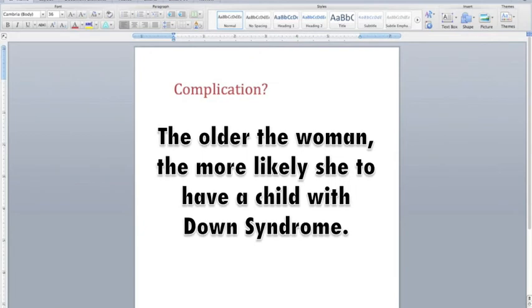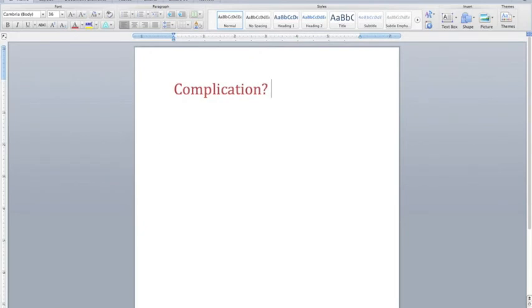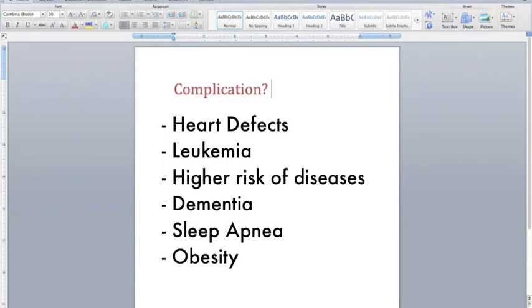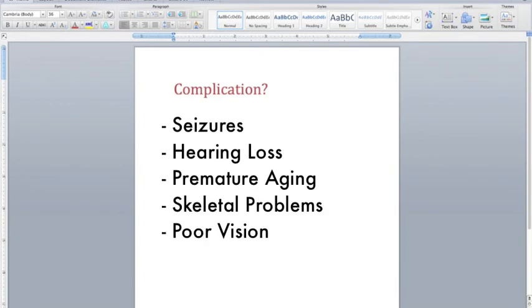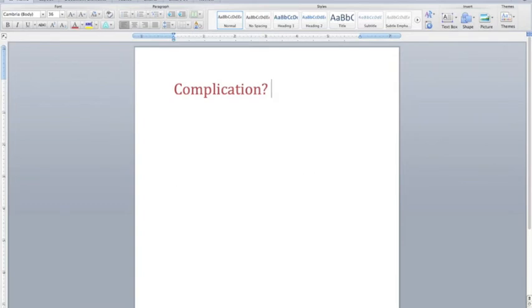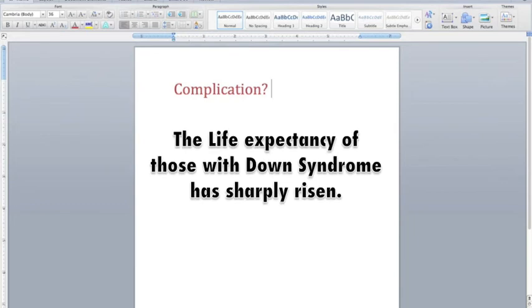Well, since Down syndrome occurs in childhood, it can lead to an older life that includes heart defects, leukemia, infectious diseases, dementia, sleep apnea, and obesity. There are other problems like seizures, hearing loss, premature aging, skeletal problems, poor vision, and the list can go on. As for life expectancy, in the 20s, kids who had Down syndrome didn't live to 10, but now people who have Down syndrome can live to 50 and beyond, and that's a great medical achievement.